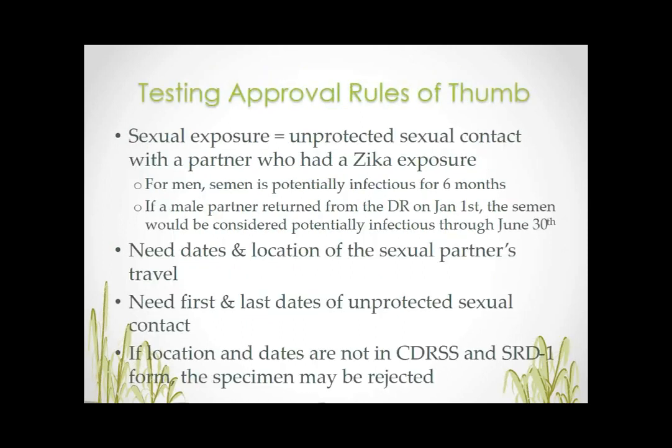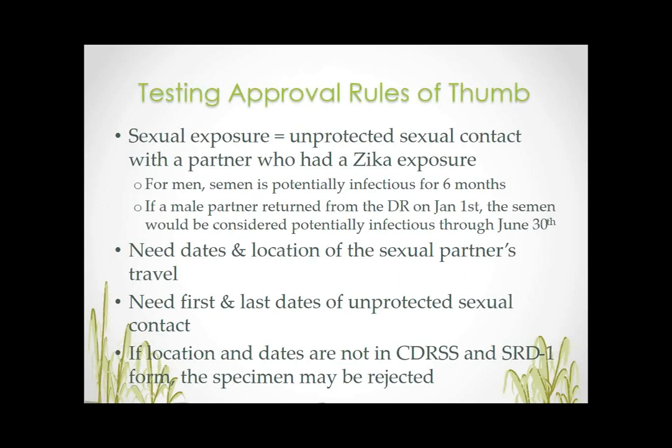Sexual exposures can be confusing and are dependent upon dates that may not be easily obtainable. It's particularly important to capture this information if testing eligibility will be based on the sexual exposure and not on the travel exposure. So a sexual exposure is any unprotected sexual contact with someone who is exposed to Zika and is potentially infectious. So for exposed men, semen is considered potentially infectious for 6 months.